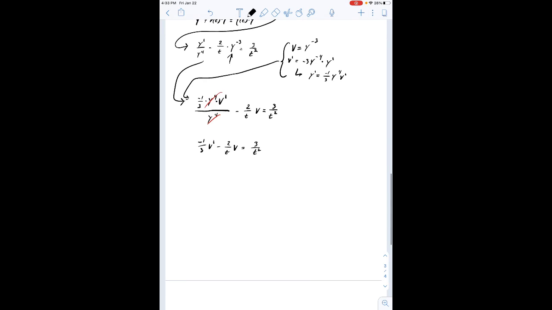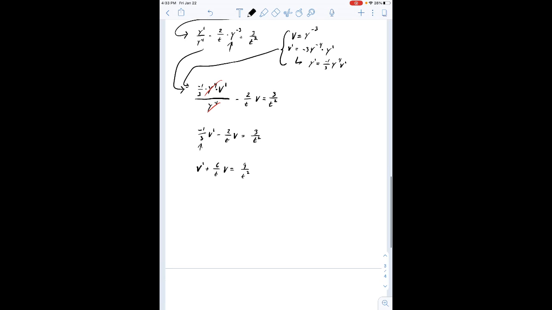Cool, so now we're close to our integrating factor method form, but we just have this little coefficient right here. So that's easy to get rid of. We just multiply each side by negative 3. So we get v prime plus 6 over t times v is equal to 9 over t squared.